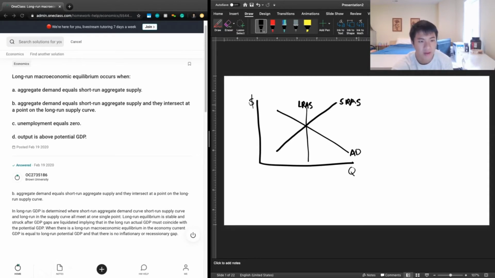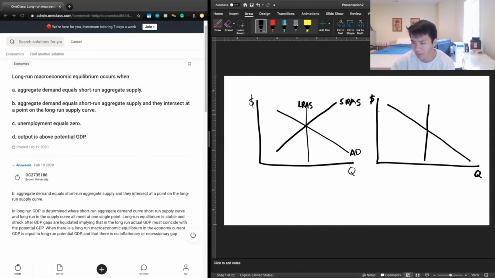And this can be differentiated from a short run equilibrium, which can look something like this. We still have our long run aggregate supply. And then instead of having an intersection on the long run aggregate supply curve, we might have an intersection a little bit before or a little bit after, right? And so both of these are possible intersection points, and this would be what is known as a contractionary gap, and this would be an expansionary gap.